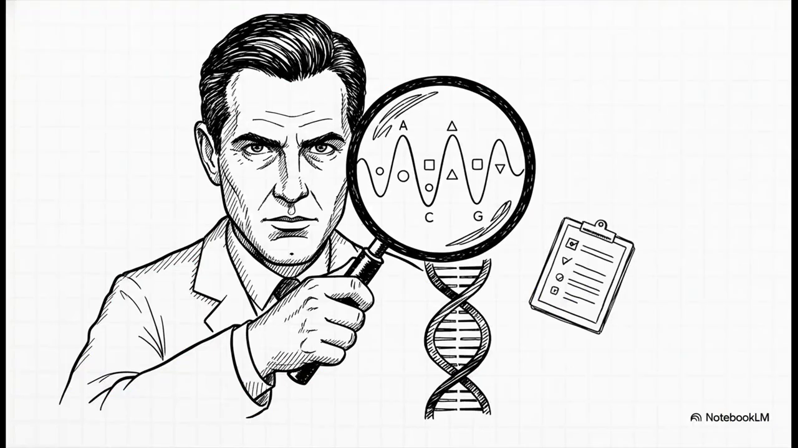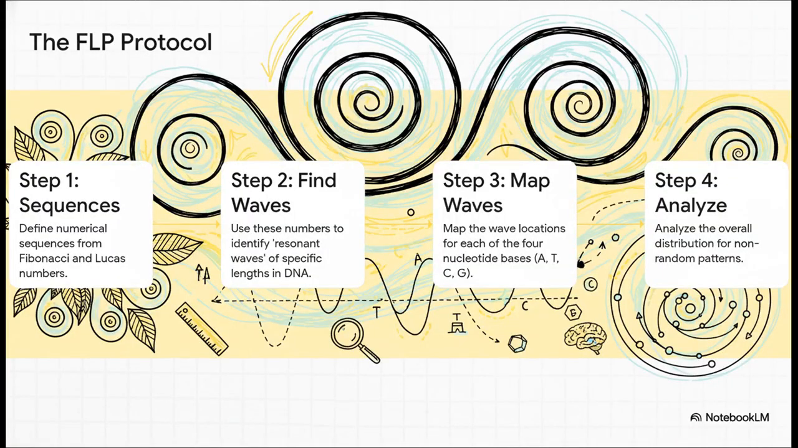See, Jean-Claude Perez didn't just have a hunch. He actually created a specific protocol to test his idea. He wanted to see if the building blocks of DNA, the nucleotides A, T, C, and G, were spread out in a way that somehow resonated with these special mathematical numbers. He called it the FLP protocol. It's basically a four-step process.